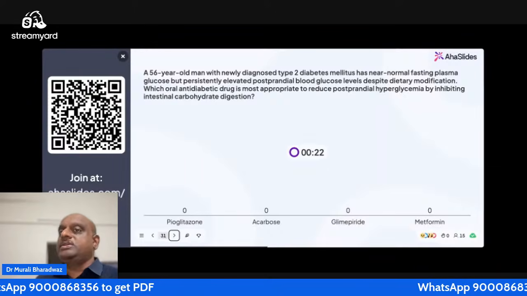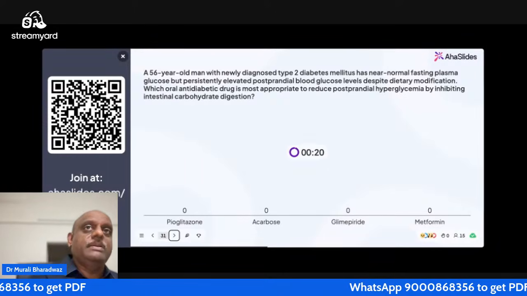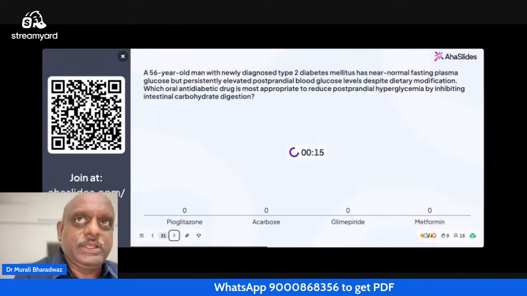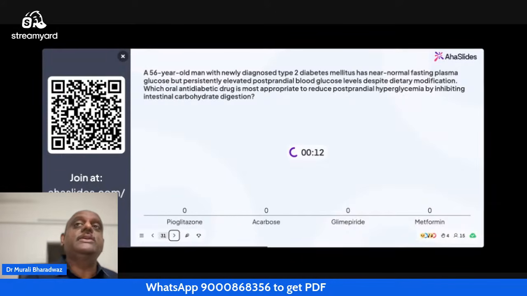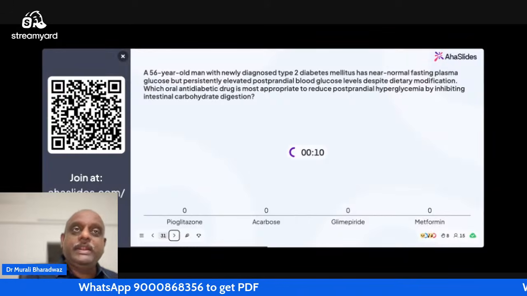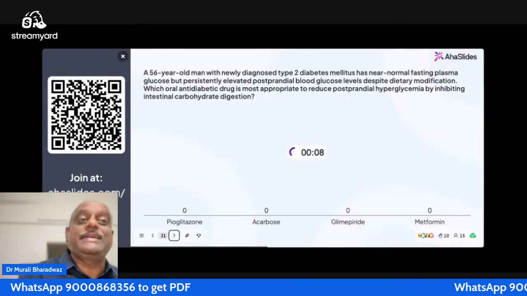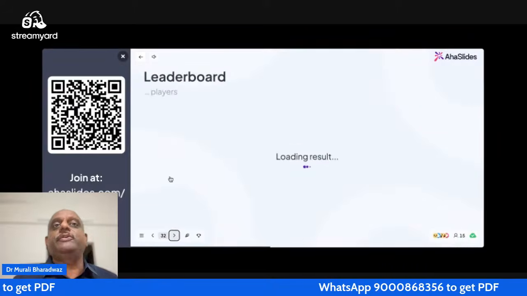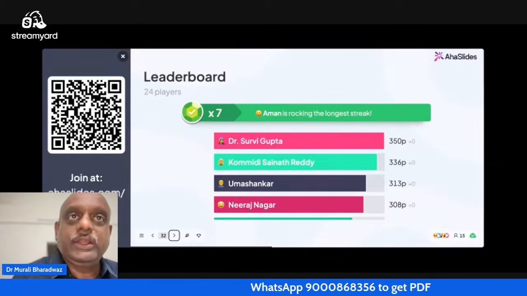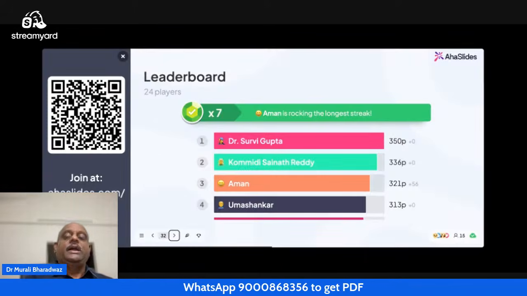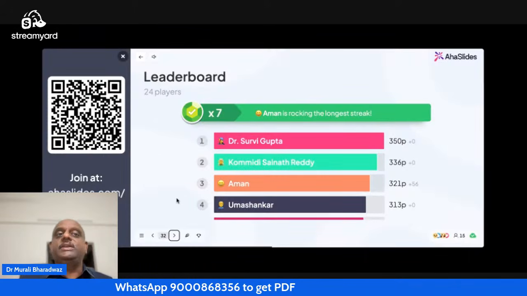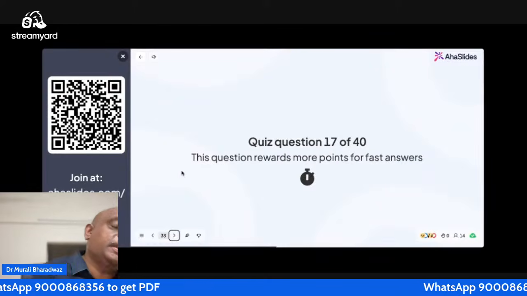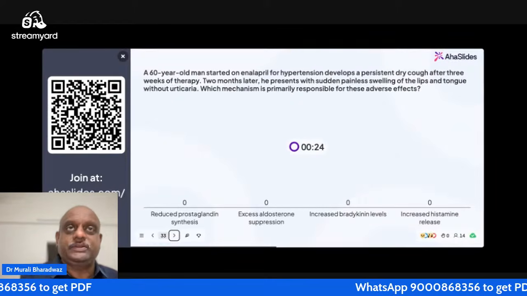Type 2 diabetes, near normal fasting blood glucose, elevated postprandial blood glucose. So for postprandial hyperglycemia, inhibiting the intestinal carbohydrate digestion, this is a very easy question. I'm sure most of you might have answered it correctly. Good. Aman perfectly answered. It is voglibose, acarbose, which you need to remember among the diabetic drugs.